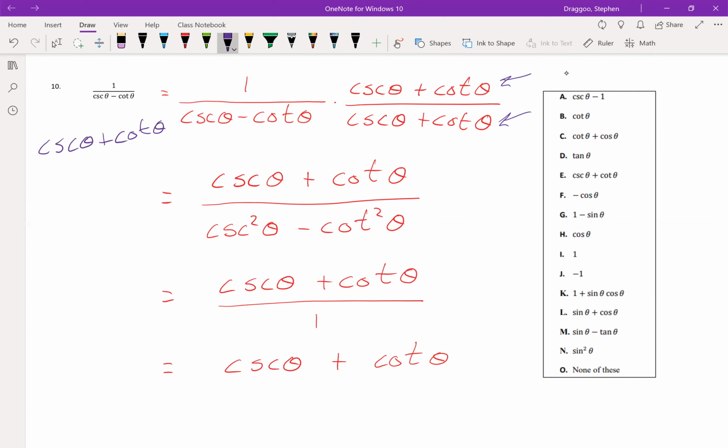Again, I have a difference of squares in the denominator, so that should become cosecant squared minus cotangent squared. And from one of the Pythagorean identities, I know that cosecant squared minus cotangent squared is equal to 1, which means that my answer is cosecant theta plus cotangent theta. Which is option E.